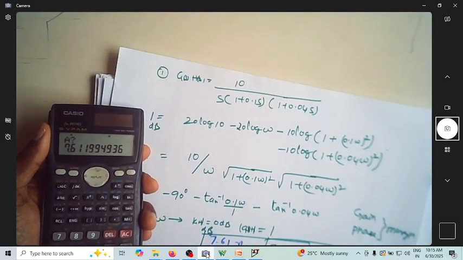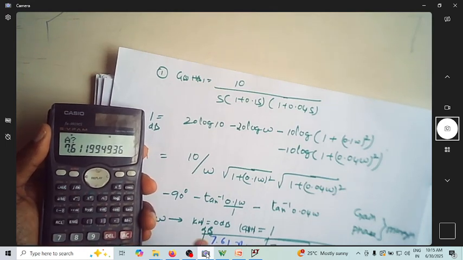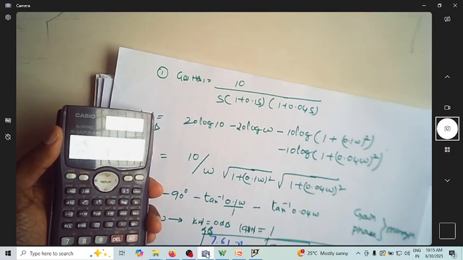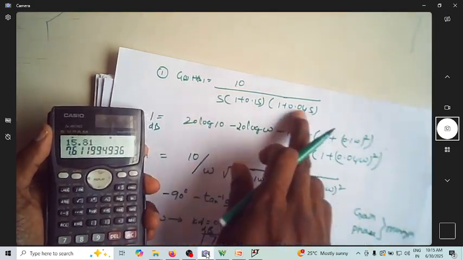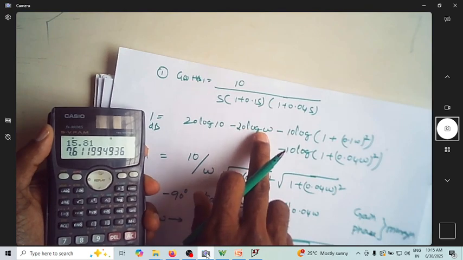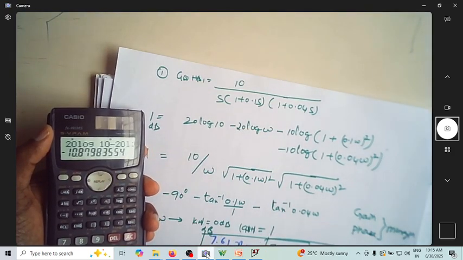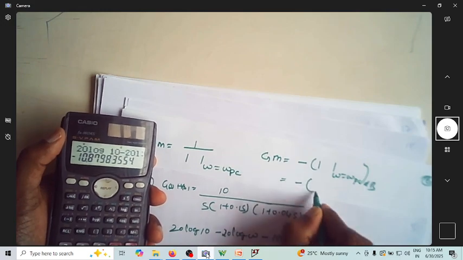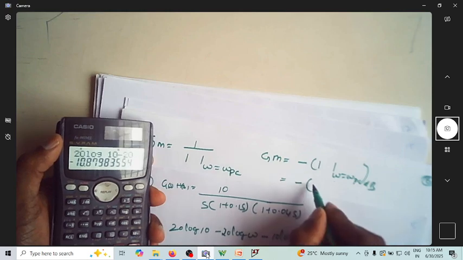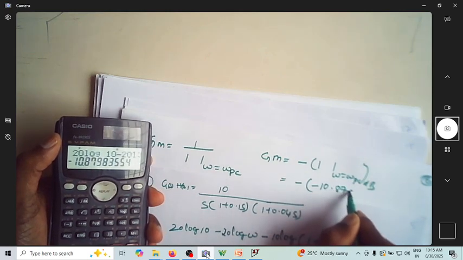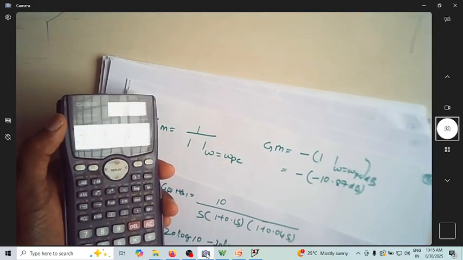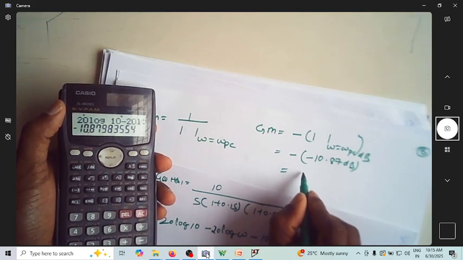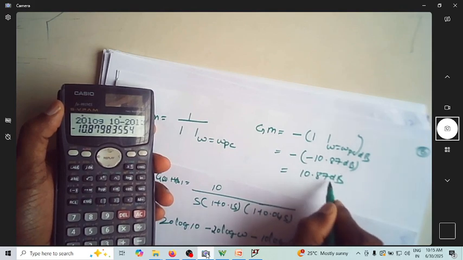Omega PC is how much? I just simply pressed calculate. Now it is asking for a question mark. Now I will enter 15.81. What is the value of this when omega is 15.81? Since it is in dBs, I'm getting minus 10.87 dB. So what is this magnitude? 10.87 dB is the gain margin.